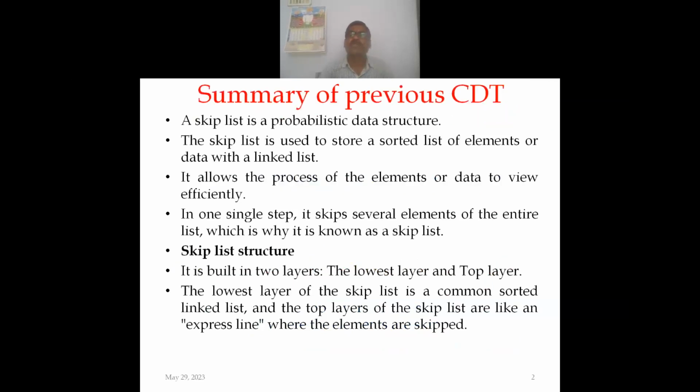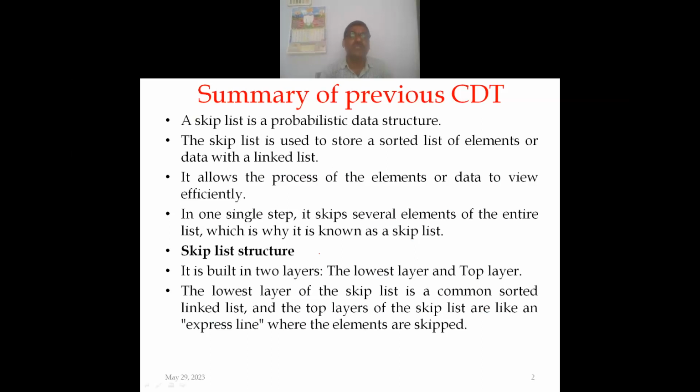The summary of the previous CDT is that we discussed the skip list. A skip list is used to store a sorted list of elements with a linked list, and we use it so that we can perform the search operation more quickly. It allows the elements or data to be searched efficiently. In one single step, it skips several elements of the entire list, which is the reason why it is called a skip list.